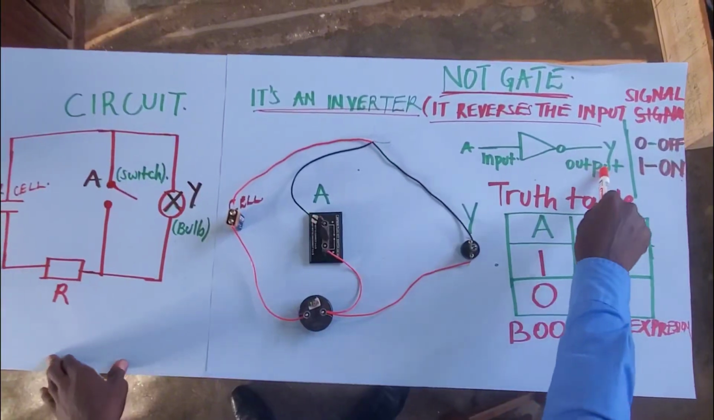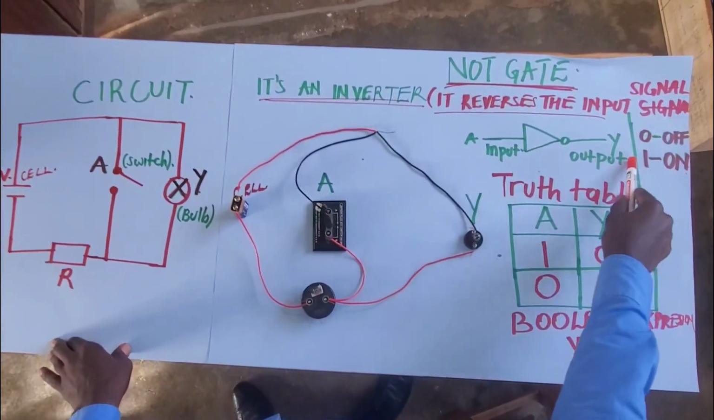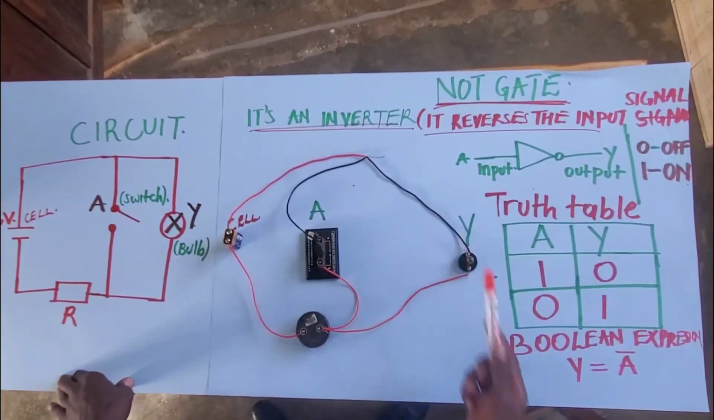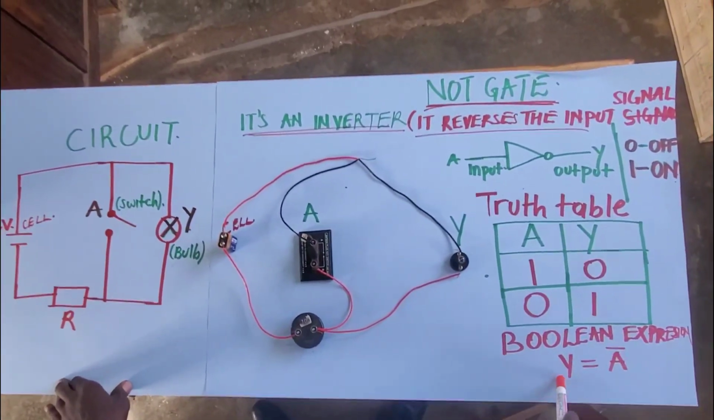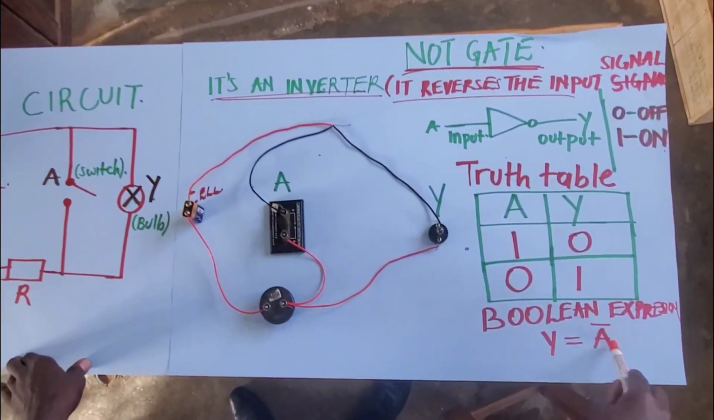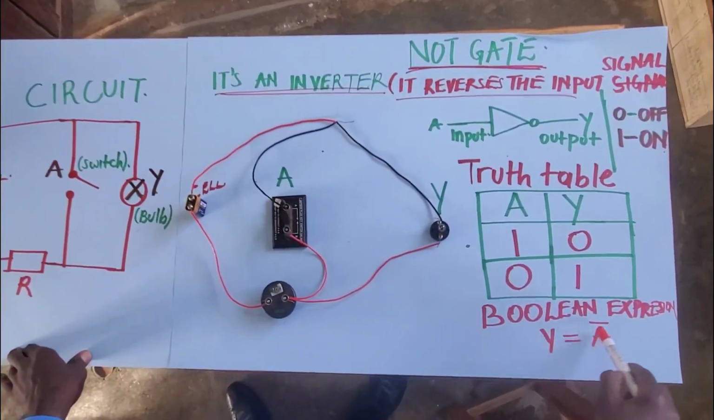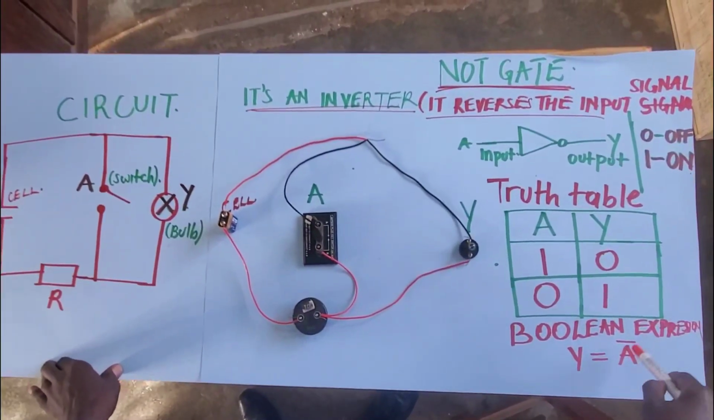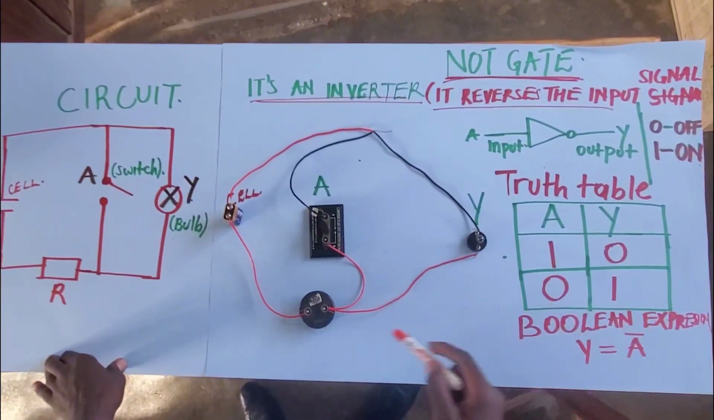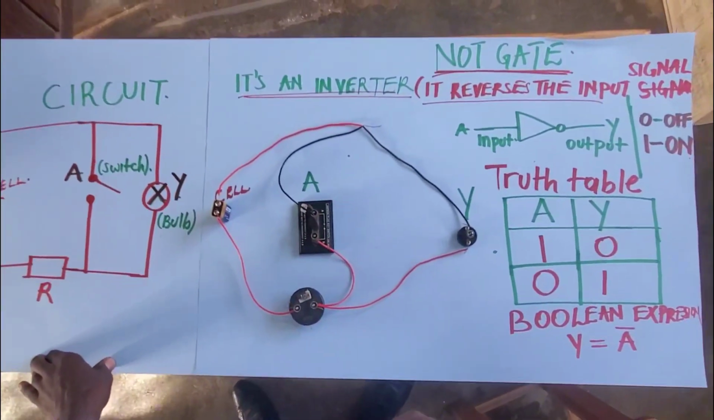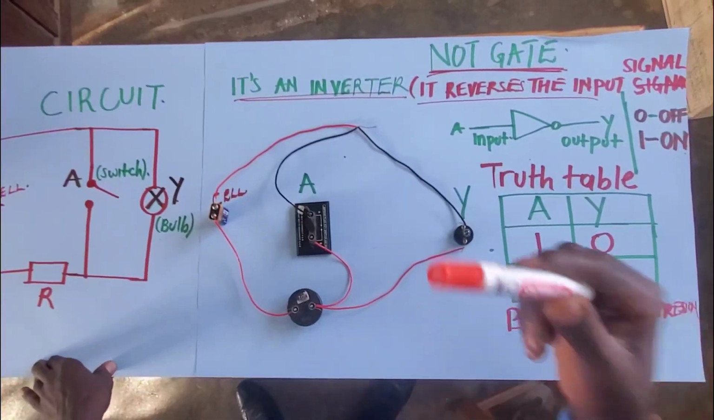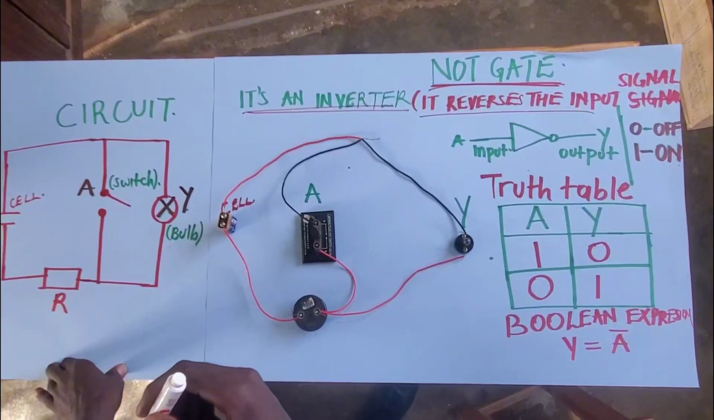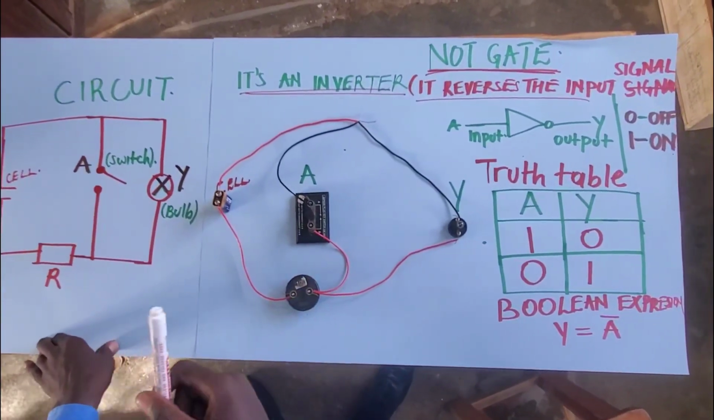This is its symbol. It's an inverter. Input, then the output. If the input is on, the output is off. If it is off, the output is on. That's how it works. Its Boolean expression is given by Y is equal to the complement of A, the opposite of A. If the input is 0, the output is a 1. If the input is a 1, the output is 0. Thank you.